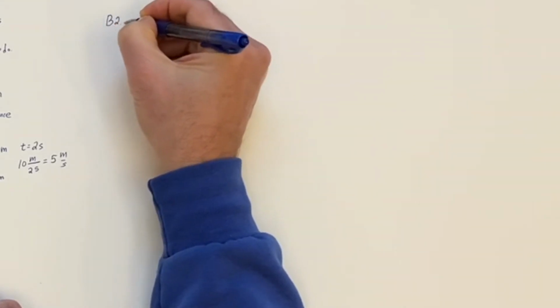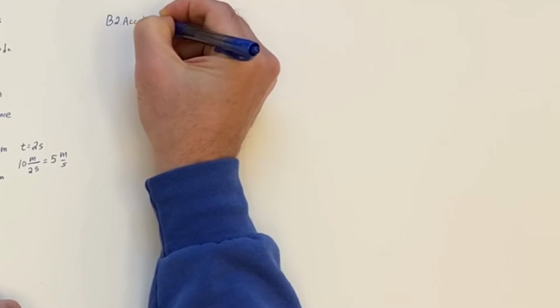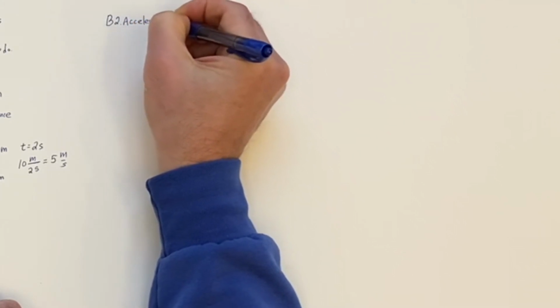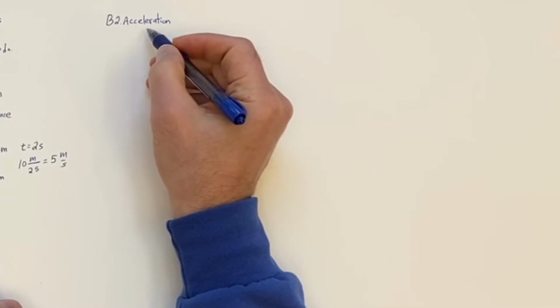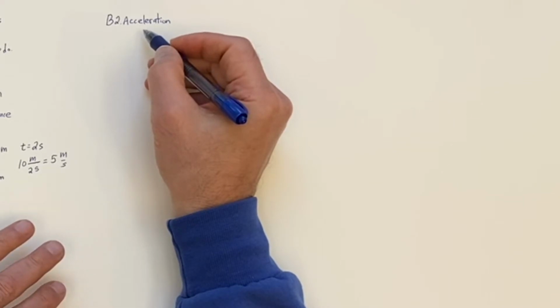B2, acceleration. This is another quantity that arises naturally in kinematics, and this deals with the change in the motion.